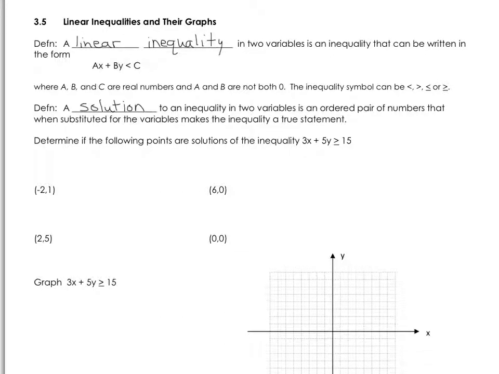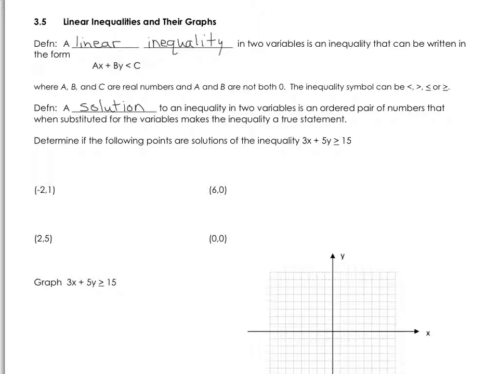Section 3.5, Linear Inequalities and Their Graphs. Definition. A linear inequality in two variables is an inequality that can be written in the form ax plus by is less than c, where a, b, and c are real numbers and a and b are not both 0. The inequality symbol can be less than or equal to, or greater than or equal to.